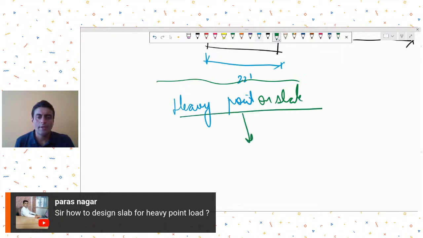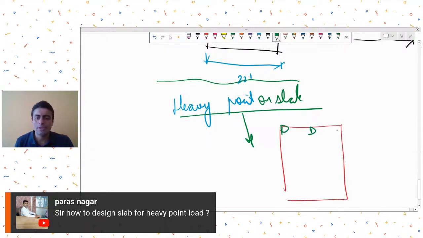Why to avoid heavy point load on slab? Because heavy point loads will cause punching. Heavy point loads without any supporting beams should be avoided on slabs. So if heavy point loads are unavoidable, try to have a beam framing. That would be my number one suggestion.